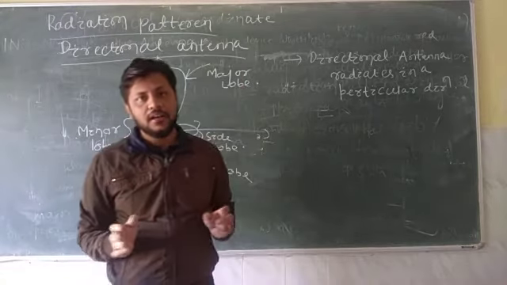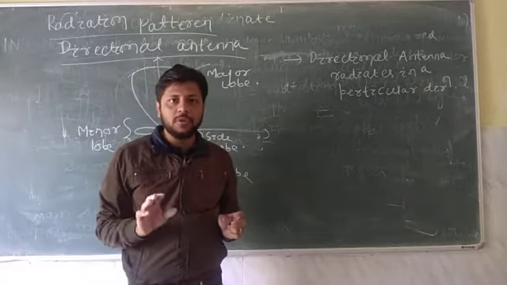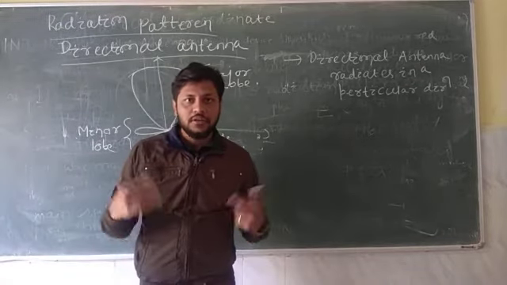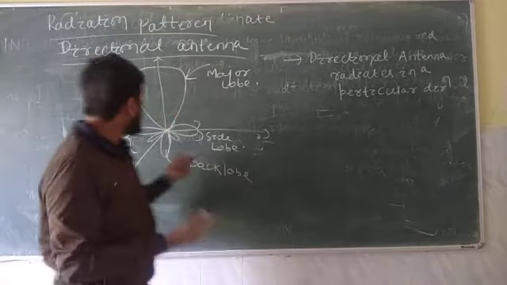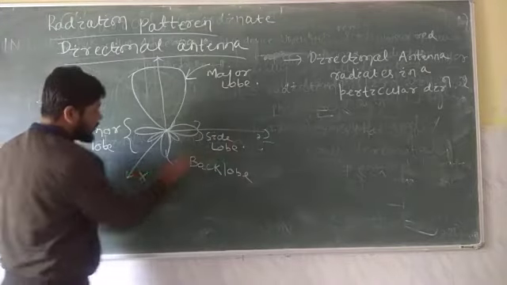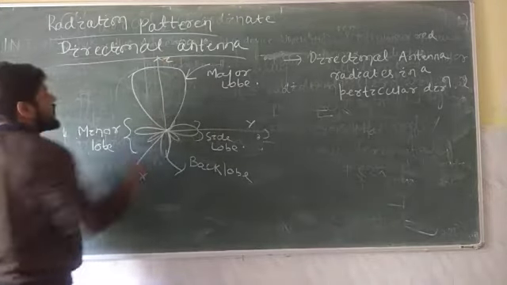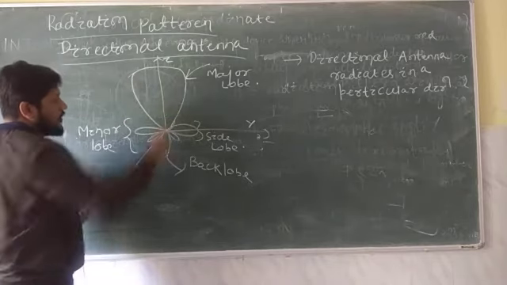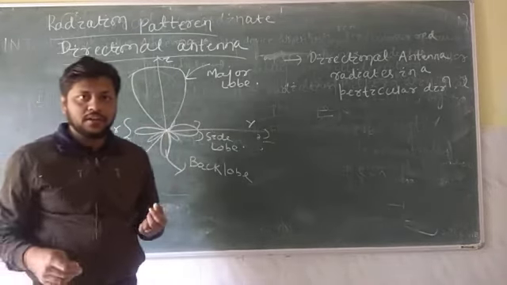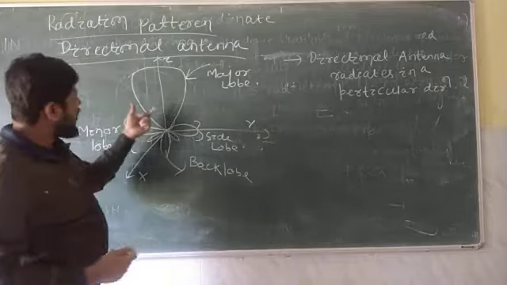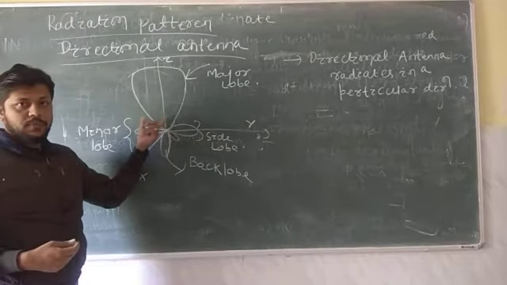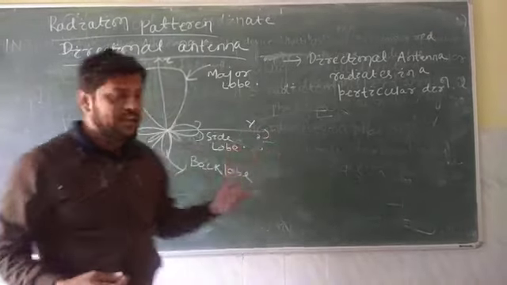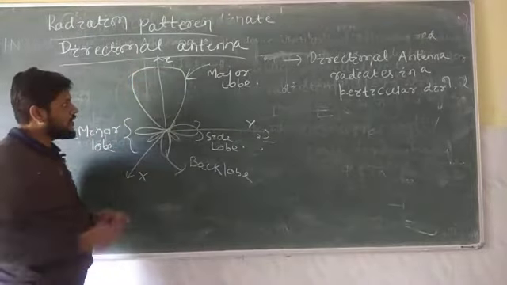But in a directional antenna, the power level will be high in a particular direction. For example, in the X direction, the power is high. Here I have plotted X, Y, and Z. You can see here in the Z direction, this radiation is high. That means if you measure the power in the Z direction, your power meter shows the highest signal strength.